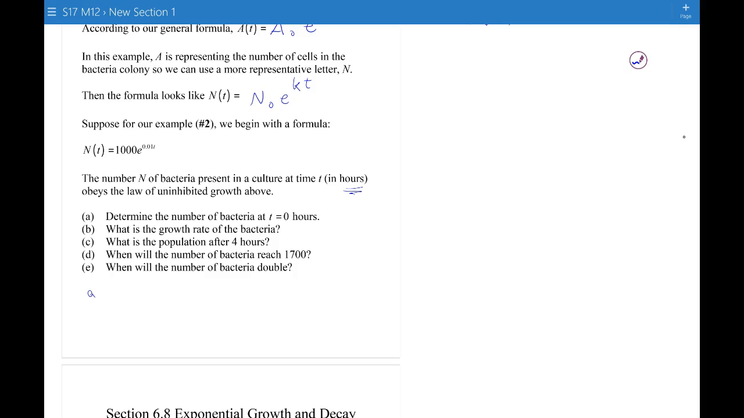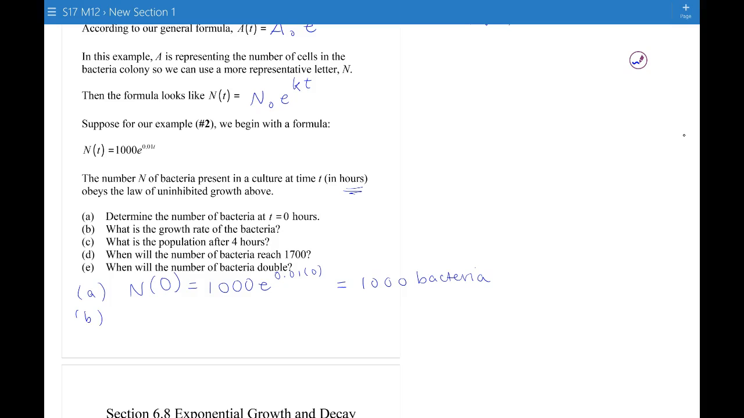So let's figure out the number of bacteria at t equals 0. I want you to use proper notation. Say n of 0 equals 1000 e to the 0.01 times 0. Well, e to the 0 power is 1. So this equals 1000. And when it's a word problem, there are usually units that need to be included in the answer. So you need to write 1000 bacteria.